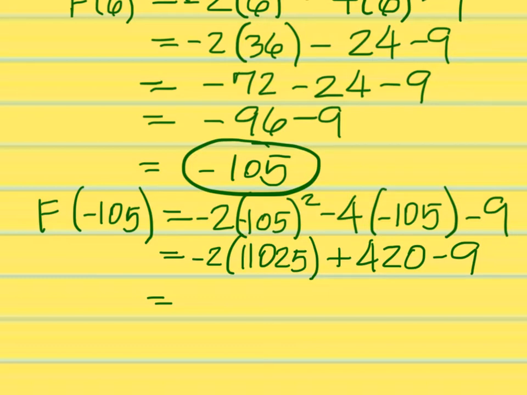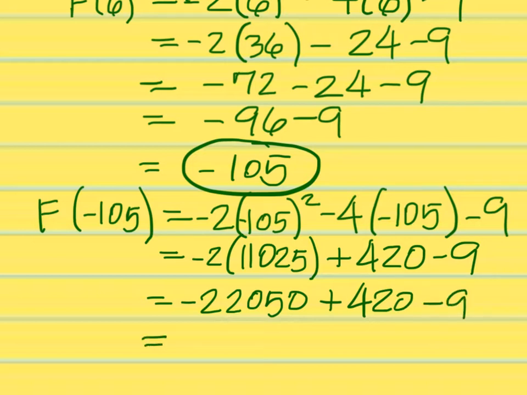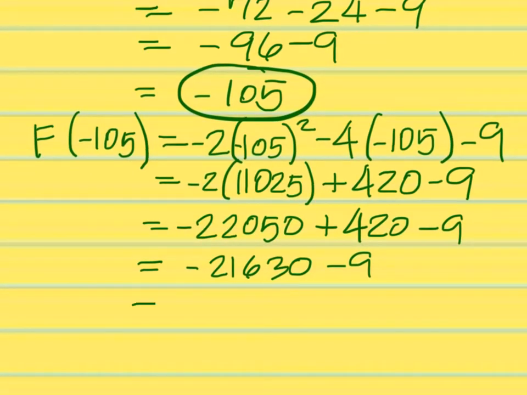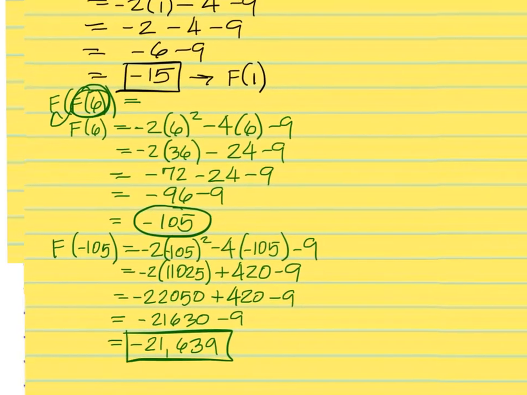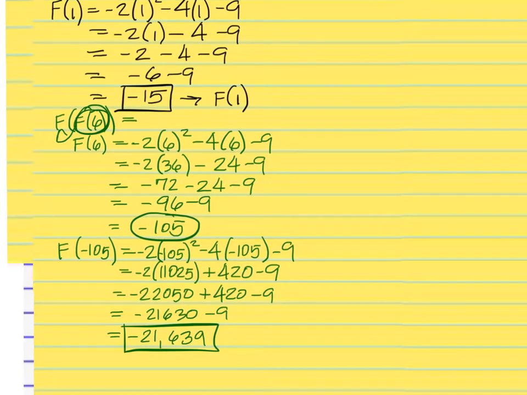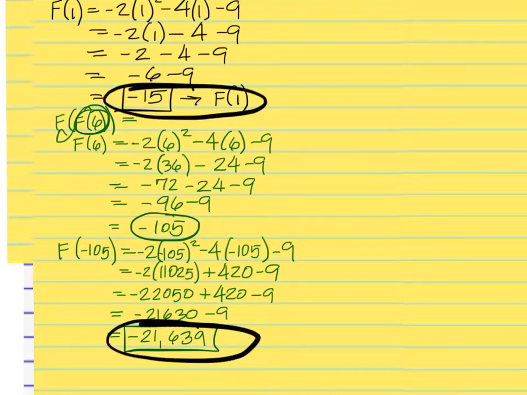Negative 2 times 11,025 is a negative 22,050. And then plus 420 minus 9. So add that 420 to get negative 21,630, and then take away 9 to come up with negative 21,639. Your answers must be the following. On your paper, you must have them both right. You must have this, and you must have this.